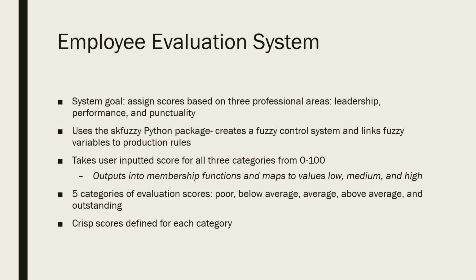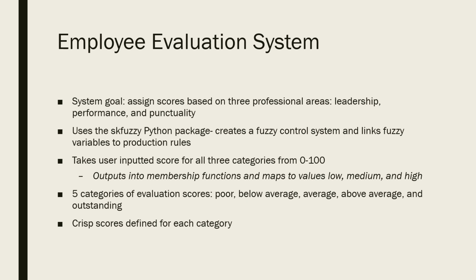An example of a fuzzy system that I implemented is an employee evaluation system. The goal of this system is to assign scores for an employee based on 3 professional areas: leadership, performance, and punctuality. The system uses the skfuzzy Python package to create a fuzzy control system based on given inputs and outputs and links them to production rules that I wrote. First, a user inputs a score for each category from 0 to 100 based on a general rating that they give for an employee performance.